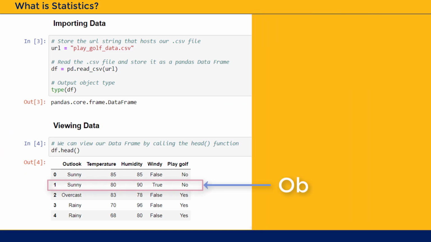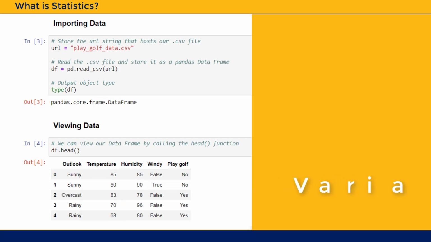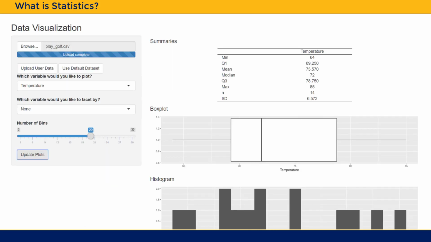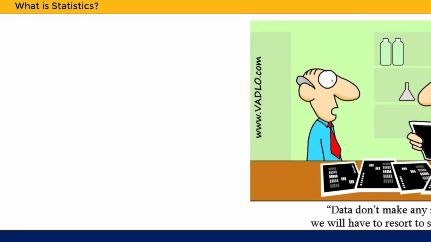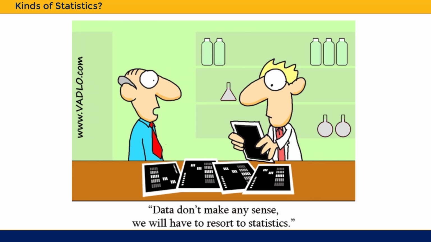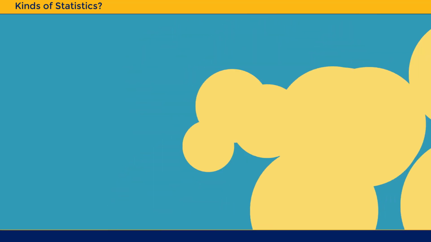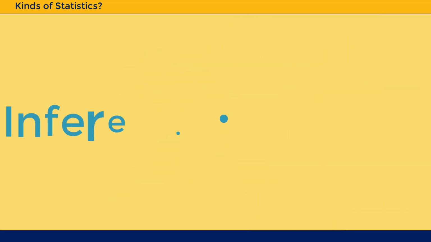The rows are the observations and the columns are the features of interest. For example, the average temperature from the Gulf data set represents the entire distribution. There are two primary kinds of statistics: descriptive statistics and inferential statistics.